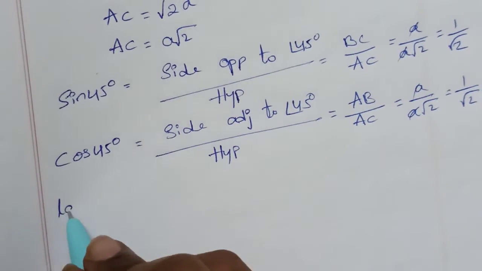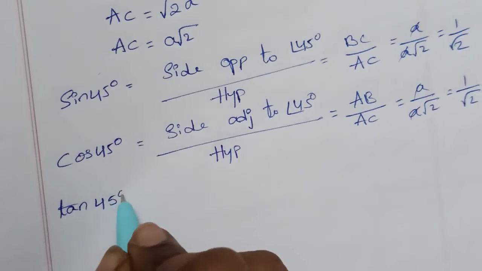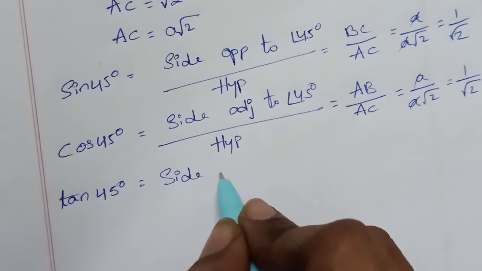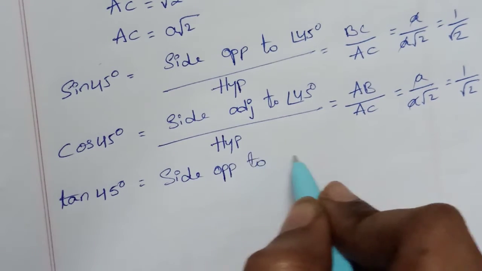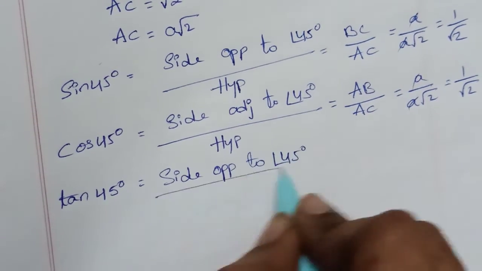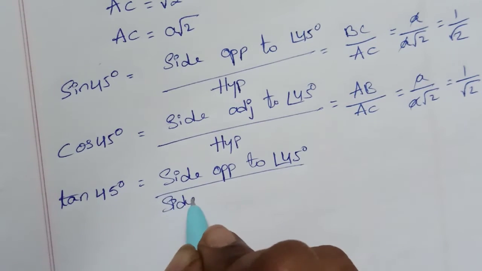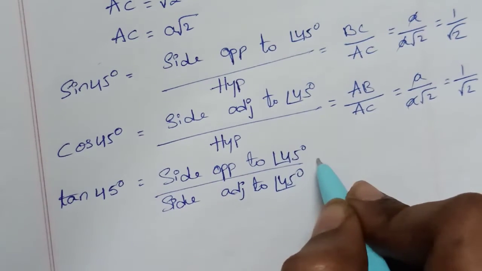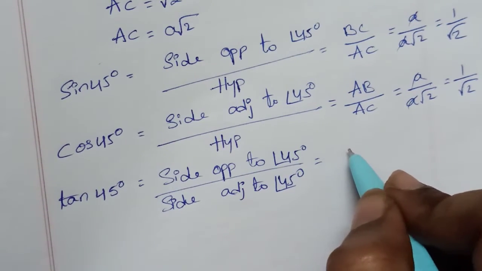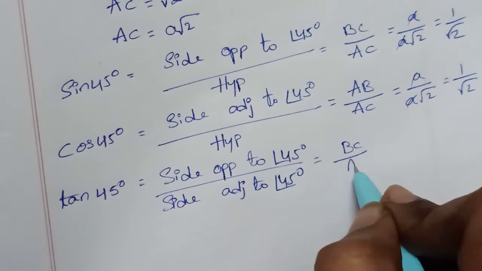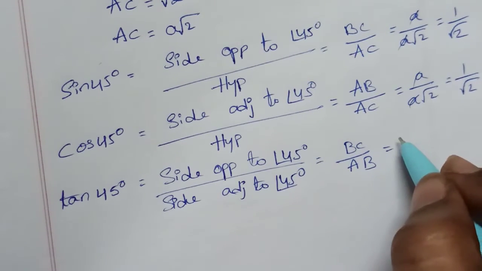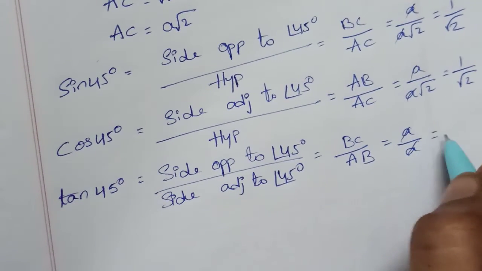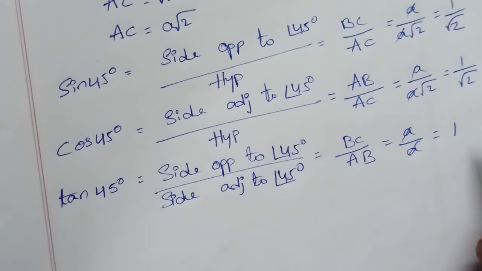Now we have to find the value of tan 45 degrees. Side opposite to angle 45 degrees by side adjacent to angle 45 degrees. That is equal to BC by AB. BC length is A and AB length is also A. A will get cancelled. Therefore, tan 45 degrees is equal to 1.